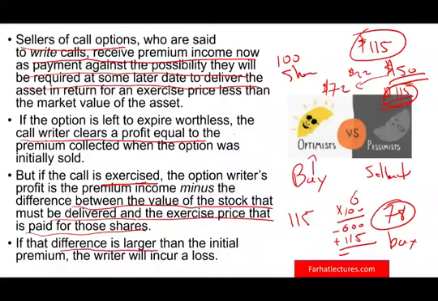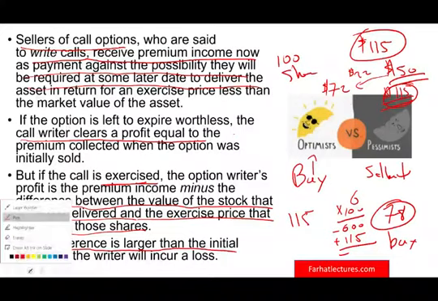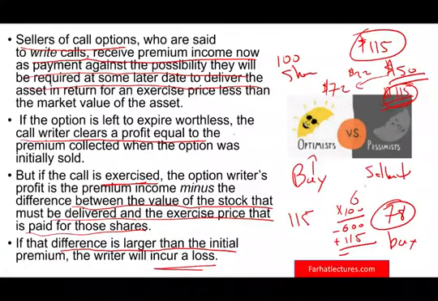If the difference is larger than the initial premium, the writer would incur a loss. So obviously, here in our situation, if you have to buy it at 78, guess what? You are at a loss. Okay.